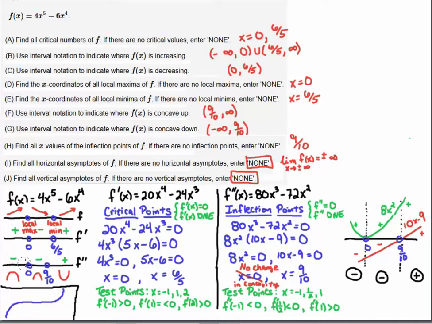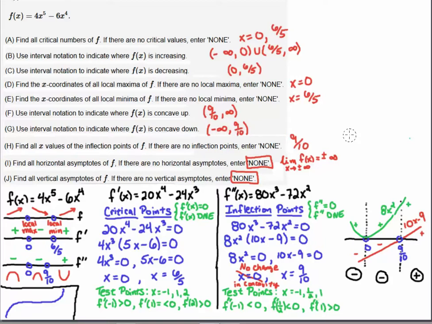So since we don't change concavity here, we're going to take out 0 as an inflection point, and that's reflected here in part H, where I say that the inflection point is just 9/10, and I just indicate that it's concave up from 9/10 to infinity, or concave down from minus infinity to 9/10.